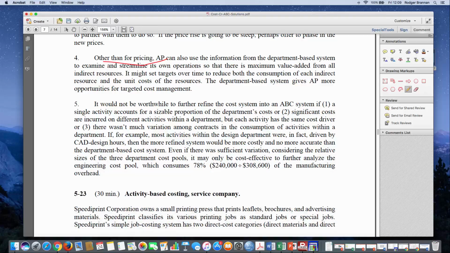How much finer do I have to create my activity-based costing system? Do I have to have more cost pools? And the answer is no. I go with what seems to be better at the time, and if I'm happy with that, then so be it.